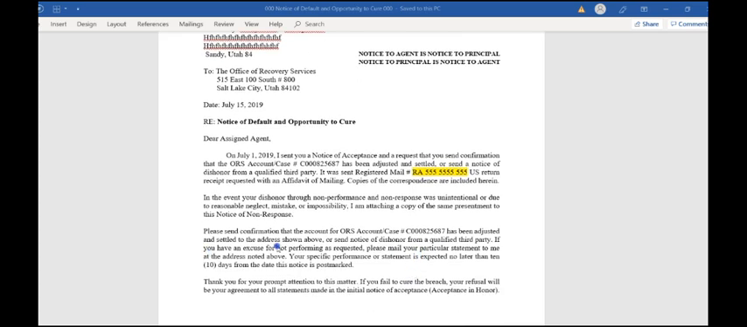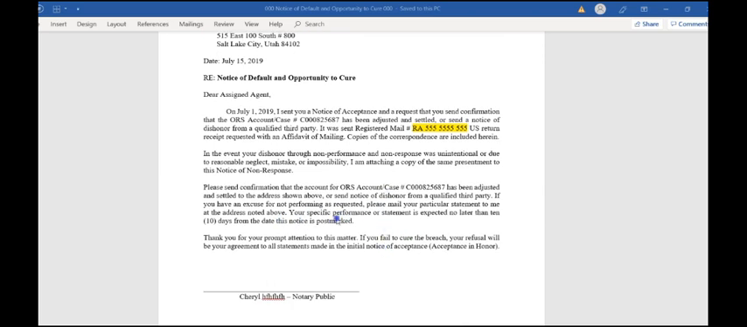Okay, if you have an excuse for not performing, please mail your particular statement to me at the address noted above. Okay? Don't send me another one of your statements that say you owe me. Your specific performance or statement is expected no later than 10 days from the date this notice is postmarked. Thank you. If you fail to cure the breach.